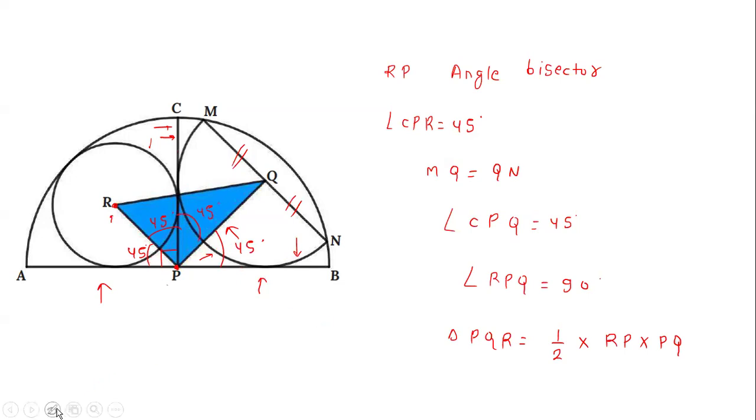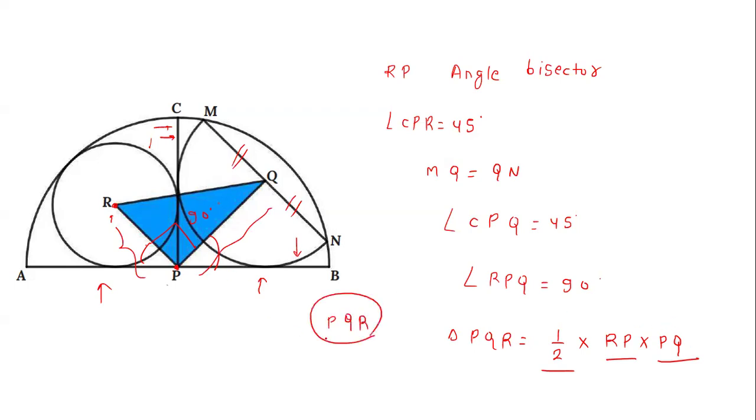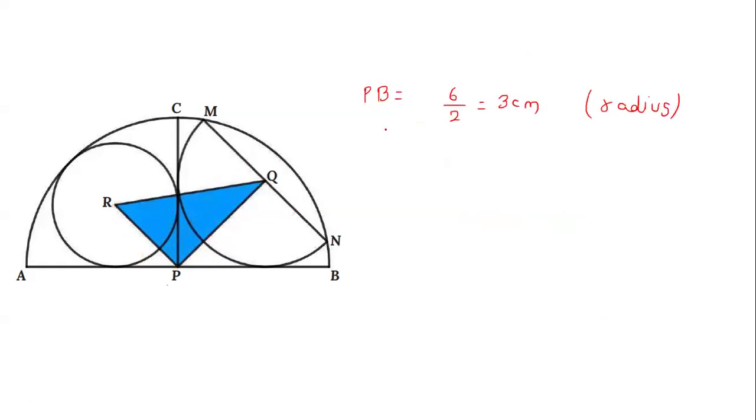So what is the area of the triangle in the blue region? We know this angle is 45 and this angle is 45, so this whole angle is 90 degrees. So it is simply half times this base, which is RP, and this perpendicular height is PQ. This is the area of the triangle PQR, which is the blue region. We know this whole length is 6 centimeters, so this PB, which is the radius of the bigger semicircle, will come to 3 centimeters, half of 6.